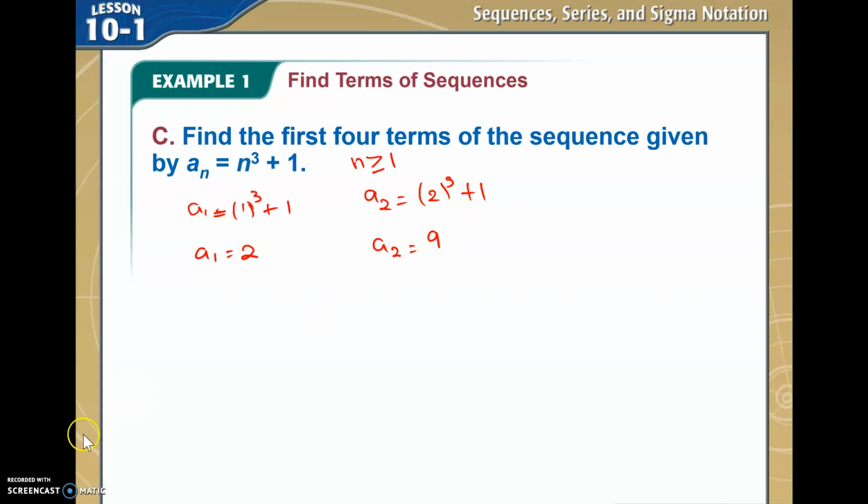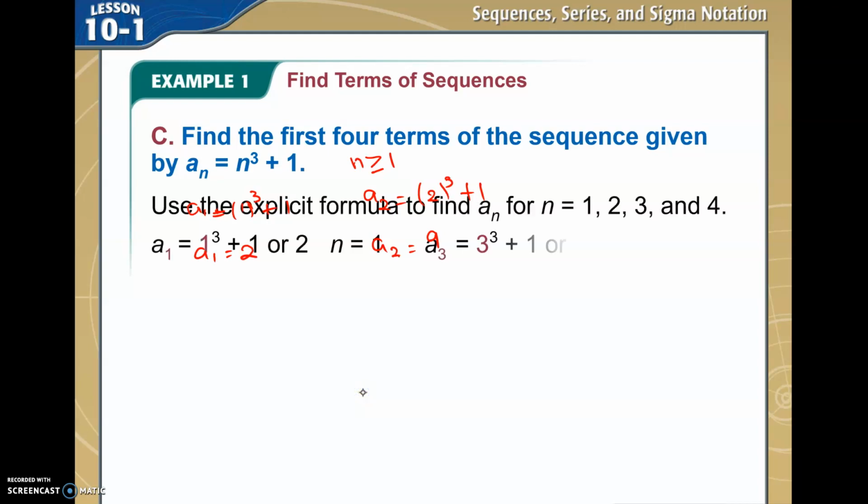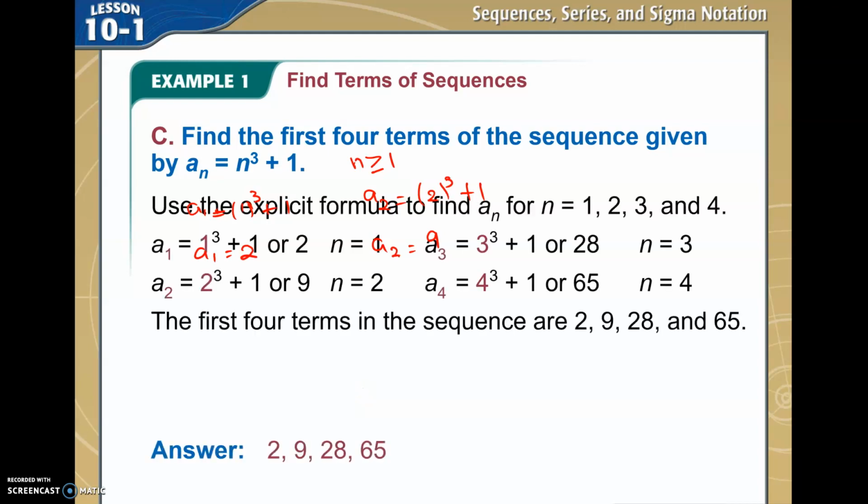So this is how you find the first 4 terms by changing the n values, and then you are generating a sequence by using this given formula. As you can see that in the question it's written only first 4 terms, you will just substitute n equals 1, 2, 3, 4. You will get all the first 4 terms. So the first term is 2, then 9, and then you will find 2 more, that is the answer, 28 and 65.